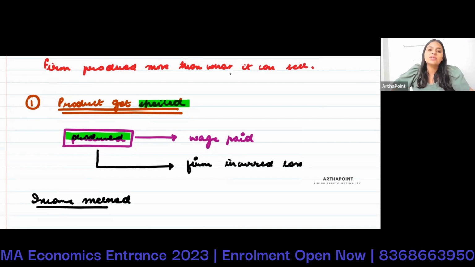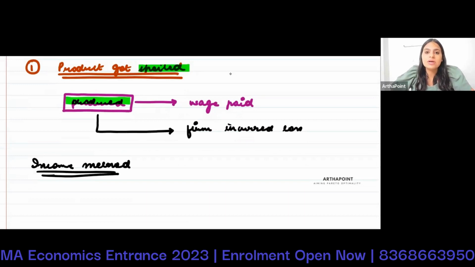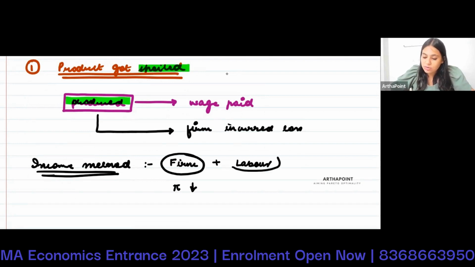the income method suggests that GDP should be the total income earned by different parties. In this case, I have two parties involved. One is the firm and the second is the labor. When I talk about firms, what is happening? The profit of the firm is reducing. And when I talk about the labor, they are getting their wages, so they are getting paid that wage.